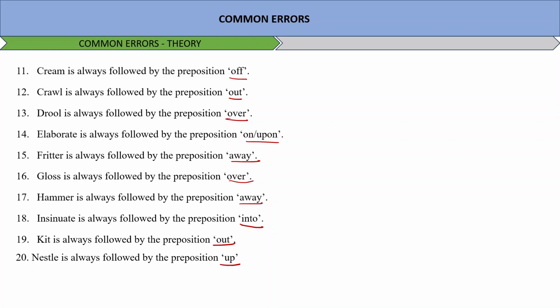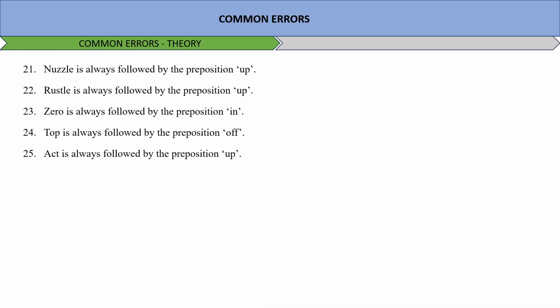Okay, I hope that's all. Moving on. Nuzzle is always followed by preposition up. Rustle is always followed by preposition up. Zero is followed by preposition in. Top is followed by preposition off. Act is followed by preposition up. Nuzzle up, rustle up, zero in, top off, act up. Just read them once on your own.